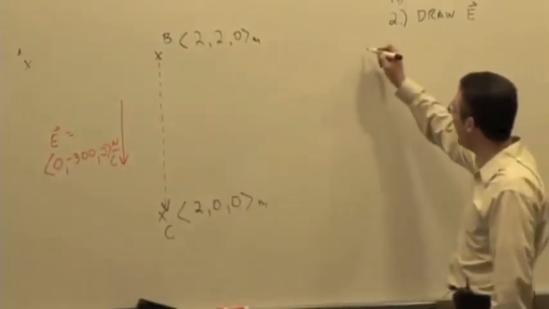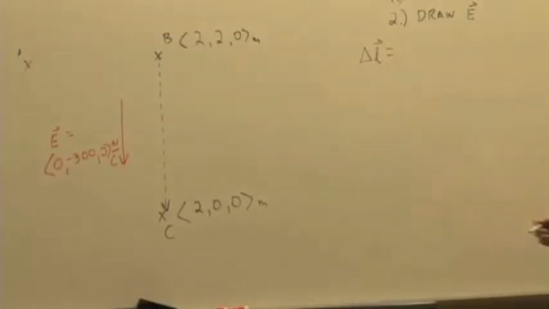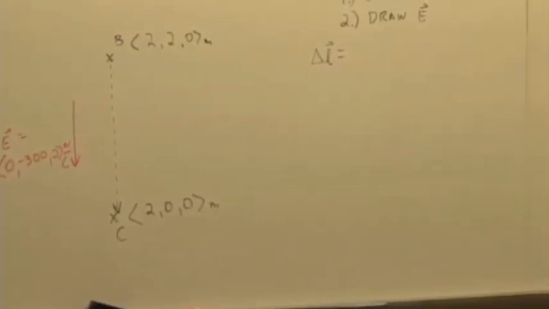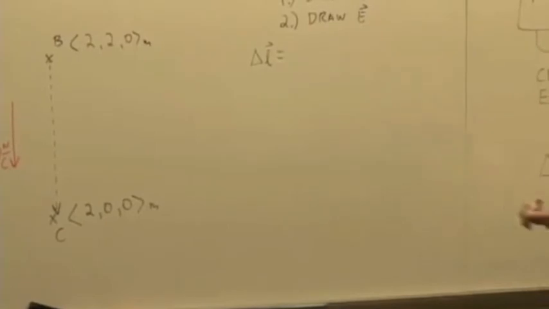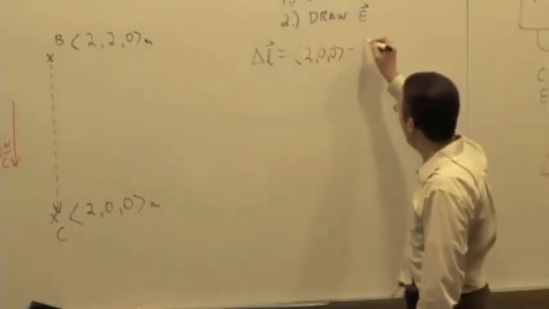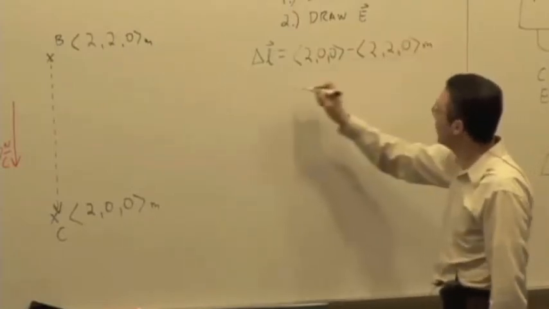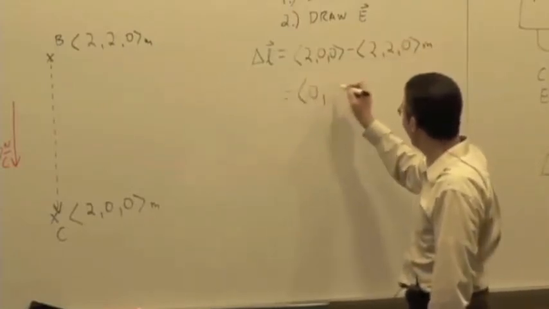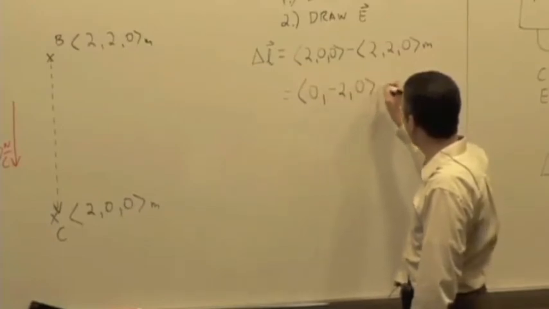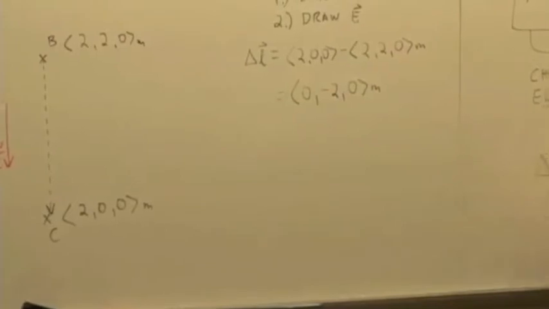So I can calculate what this path vector is by saying what? What's going to be the path vector? C minus B, right? Final minus initial. So 200 minus 220 meters. And we get 0, negative 2, 0 meters. Okay, it has a negative y component. It's pointing downward. All right.